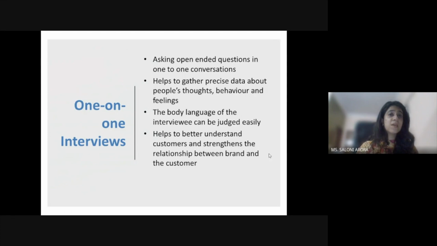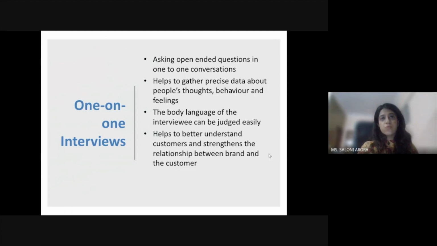So, maybe asking, what are your thoughts about the new education policy? How do you think it will be implemented? Something like that is going to be an open ended question. You're not restricting your respondent to answering a particular yes or a no or a maybe or an agree or a disagree. This way, the thoughts of the respondent are going to come out in a better way.